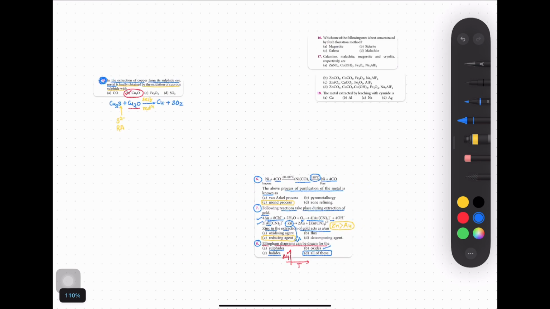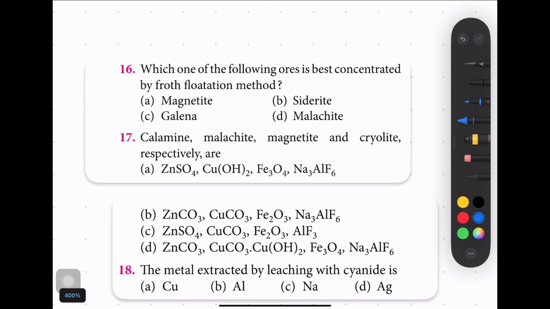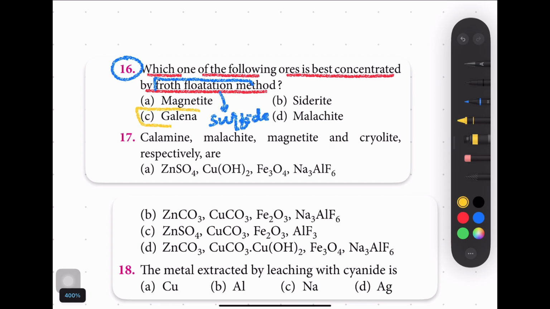Okay, let's move to the next set of questions. Let's see question number 16. Which one of the following ores is best concentrated by froth flotation method? And we know that the froth flotation process is basically used for what? Sulfide ore. And if we see carefully, galena, that is PbS, is a sulfide ore, and for that I will be using the froth flotation process.